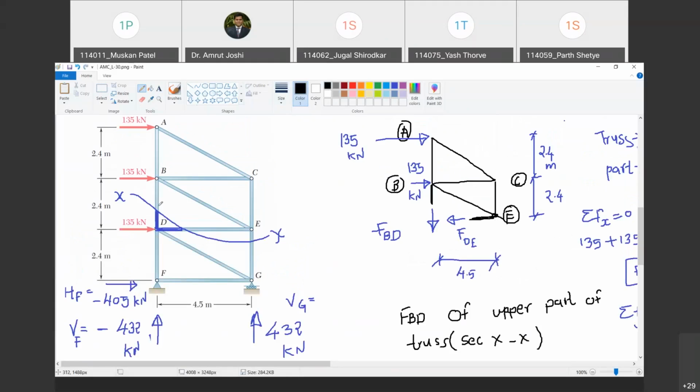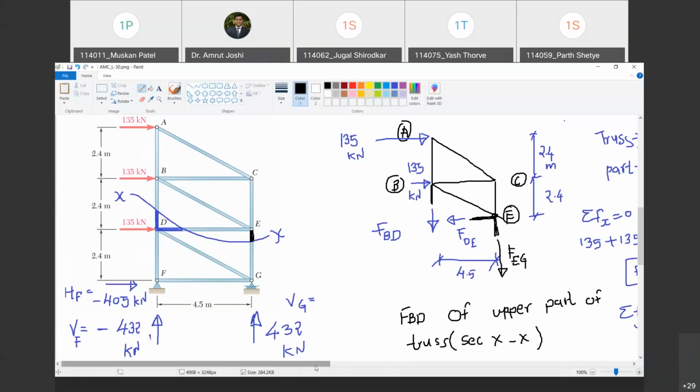Look, this section XX passes through member EG as well. Do you agree with me? Yes, sir. So we should have shown this part. That part is missing, so I have shown it now. Now, upper part of EG and lower part of EG: the lower part of EG is external to the upper part of EG, so it must be applying a tension on it. That's what we assume, so I need to show FEG. Do you agree with me? Yes, sir.